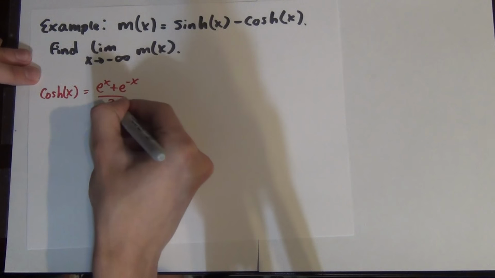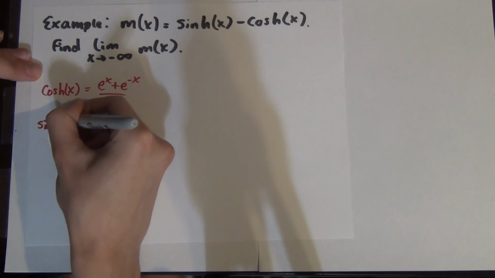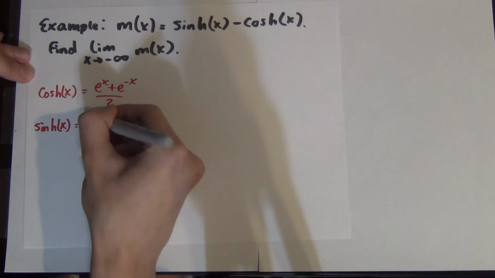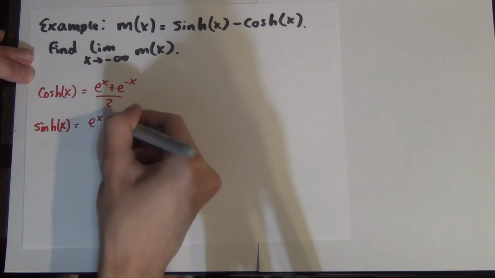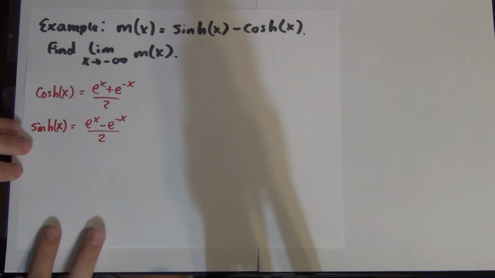So I'm going to add these guys and divide by 2. Now hyperbolic sine, or sinh as I call it, is essentially the opposite. So I take e to the x minus e to the negative x divided by 2. These are actually pretty cool. You can do an entire lesson on them. You can learn about the properties.